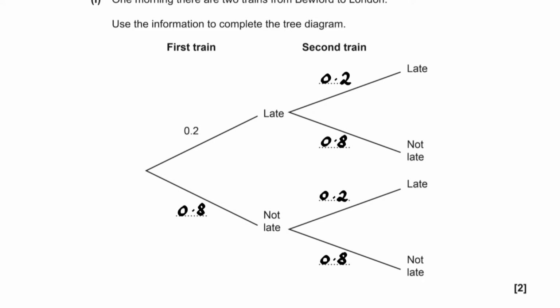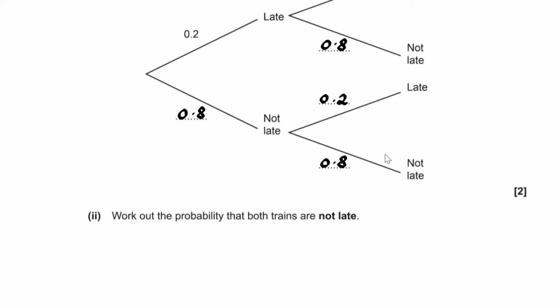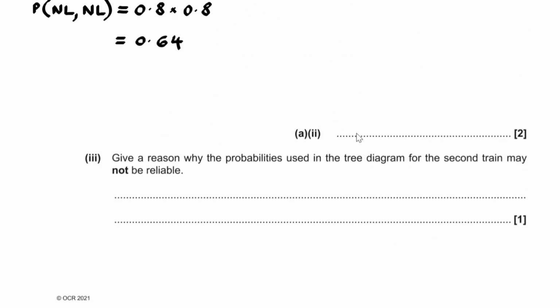And therefore what we see here is the completed tree diagram. Next, we have to work out the probability that both trains are not late. The probability that both trains are not late, well, we have 0.8, that's the probability that the first train's not late, multiplied by 0.8, that's the probability that the second train is not late. And if we work out what this is, it turns out we get 0.64. So we have 0.64.